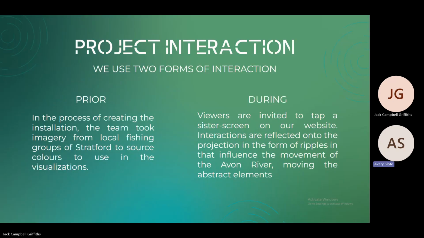Our installation has two forms of interaction. In the process of creating the installation, the team took imagery from local fishing groups of Stratford to source colors to use in the visualizations. And during the installation itself, viewers are invited to tap on a sister screen on our website. Interactions are reflected onto the projection in the form of ripples that influence the movement of the Avon River, moving the abstract elements.